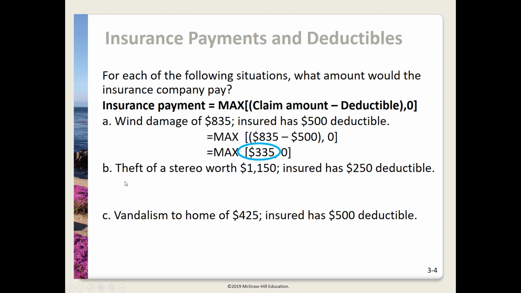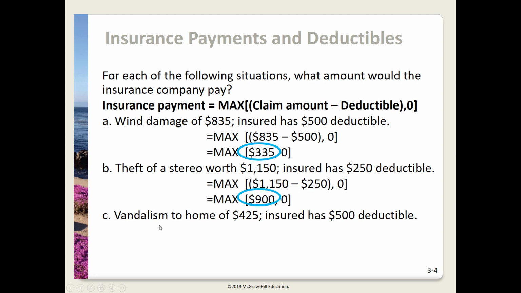In Part B, we've got the theft of a stereo worth $1,150, and the insured has a $250 deductible. Using the same process we did in Part A, we'll go ahead and subtract the stereo's worth of $1,150 minus our deductible of $250, and we'll compare it against zero. And so when I subtract my two numbers, I get 900, and because 900 is greater than zero, that's what the payment will be by the insurance company.